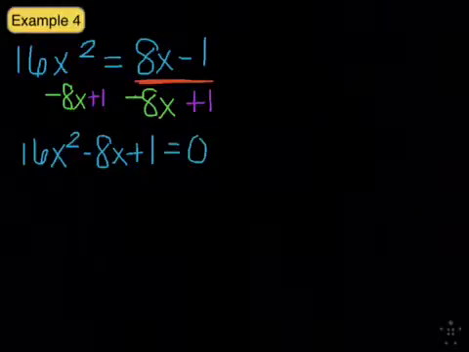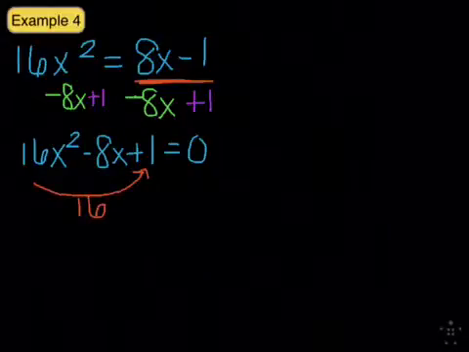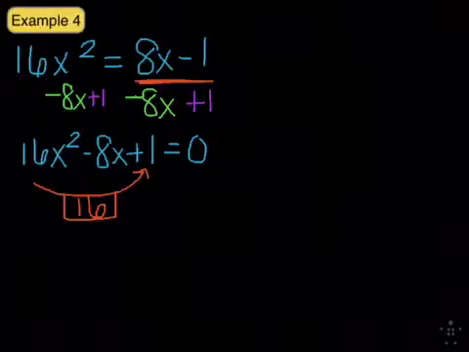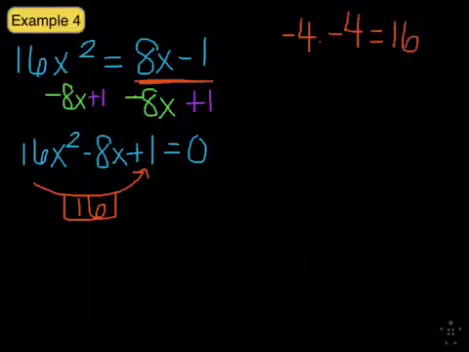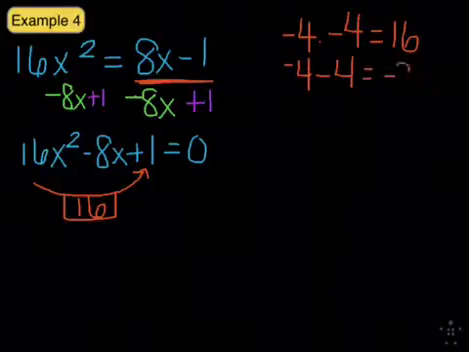Alright, and remember we did this by factoring by grouping because this time the a value is greater than 1. So remember we multiply the first and last number together and we get 16. So I'm looking for numbers that multiply to 16 that combine and give me a negative 8. So what about negative 4 times negative 4? That's 16. And negative 4 minus 4 is negative 8. Great.